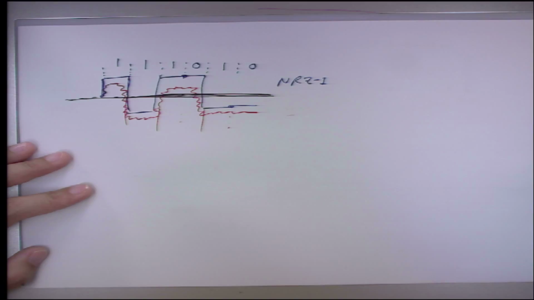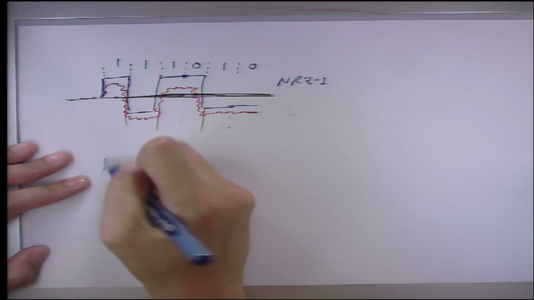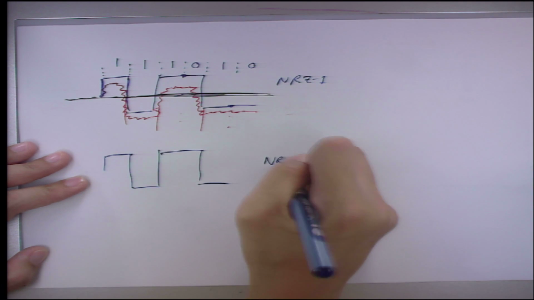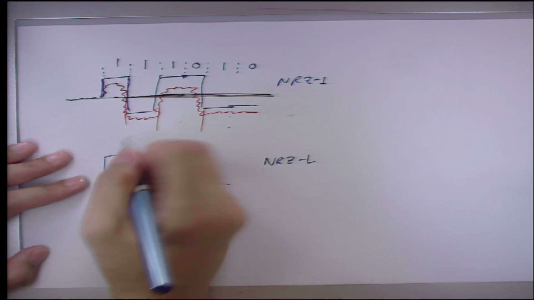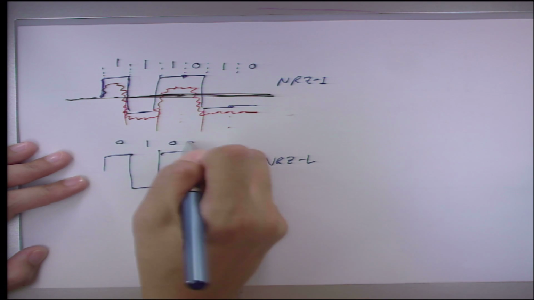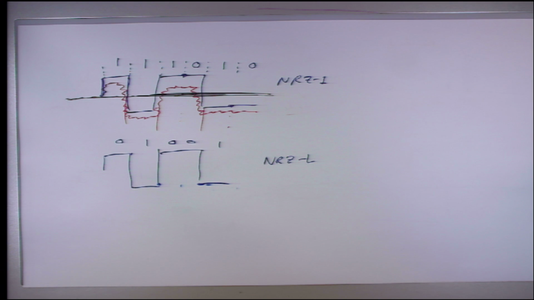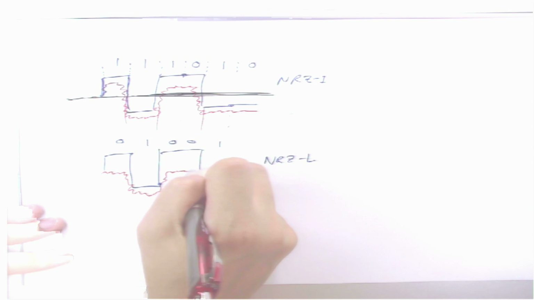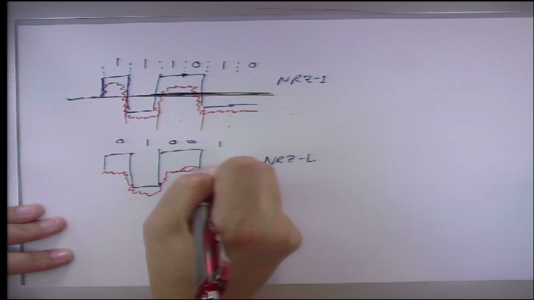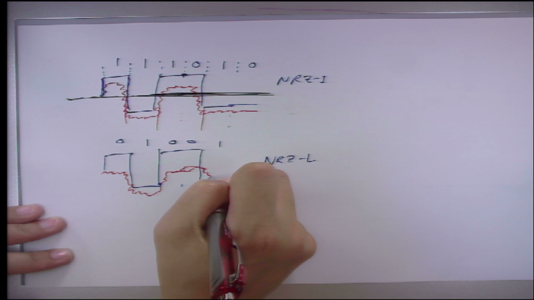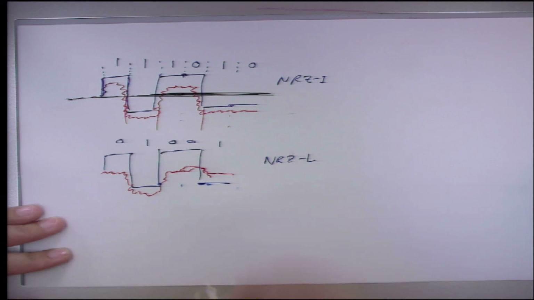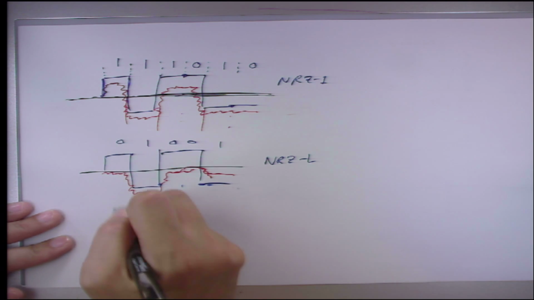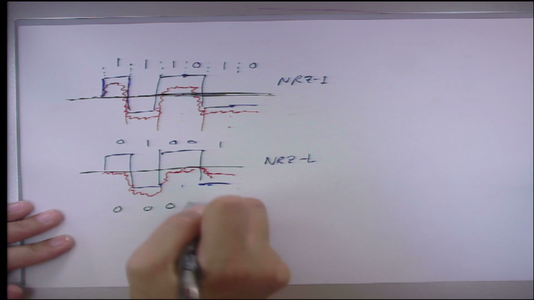Let's look at another example. Suppose I have this, like this. But this is NRZ-L. So this is 0, 1, 0, 0, 1. Now, suppose this is what I receive, and I have a threshold here. So what do I get?